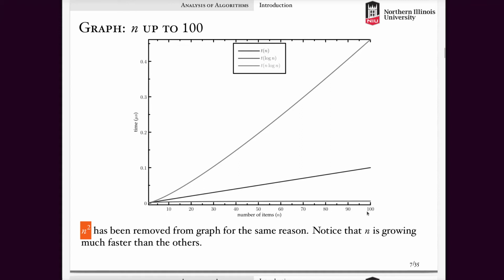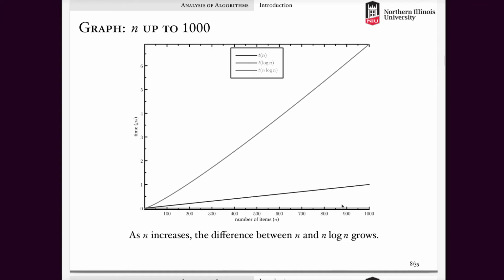Again, as the number of items goes up, you become increasingly sensitive to the type of algorithm that you've chosen. So n over here still looks like a straight line. It looks like you're getting everything for free. Okay? And even n log n looks outrageous as the number of elements starts to increase significantly.